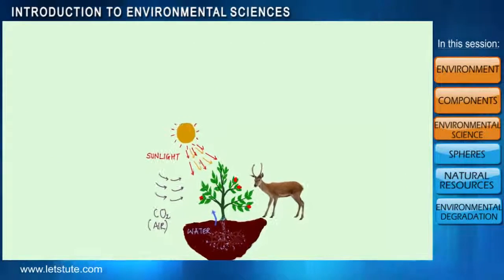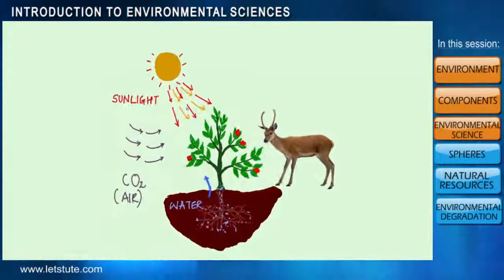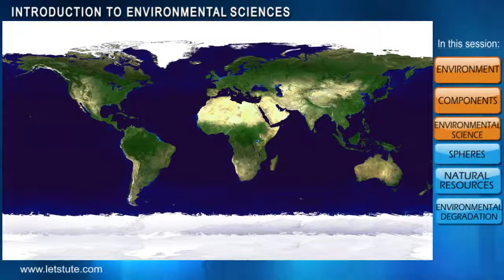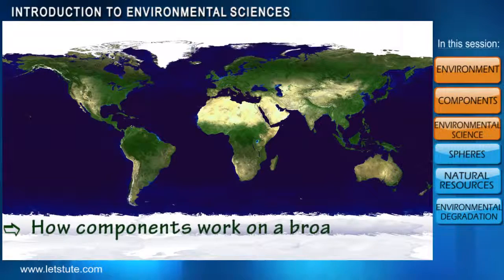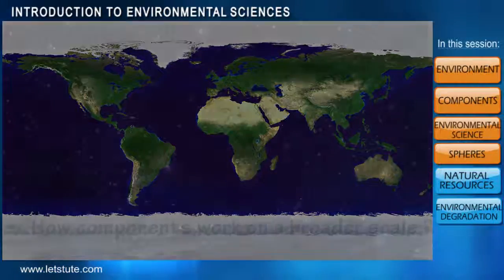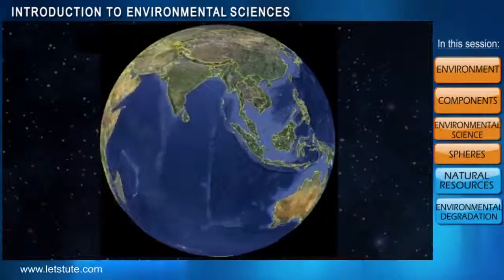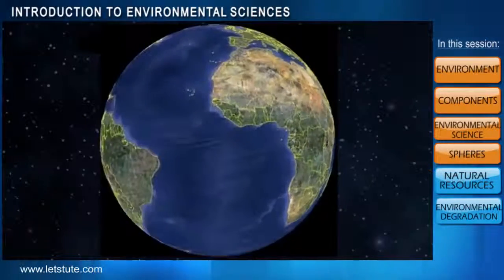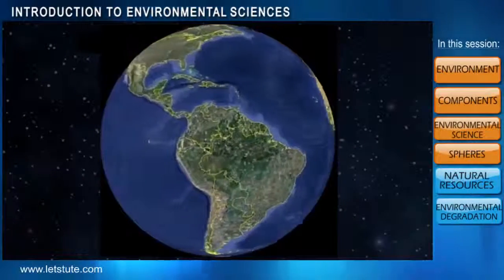The plants are just a small aspect of our environment, but if we consider a much larger or broader aspect, like our planet Earth, let us see how the various components work on a broader scale. I'm sure that you all have seen the picture of our planet Earth. Although it looks like one large structure, it has many different features.